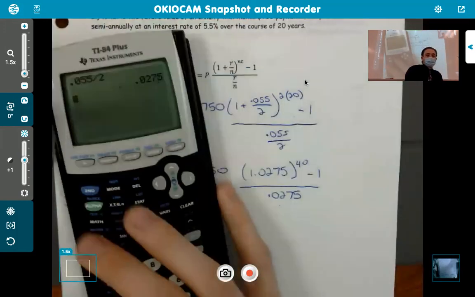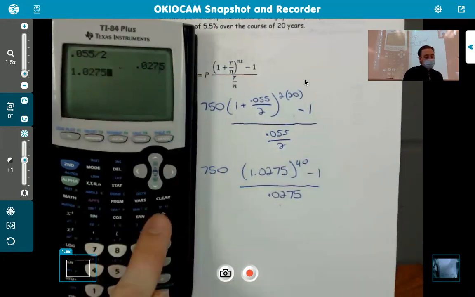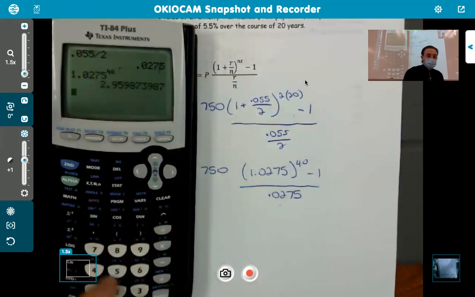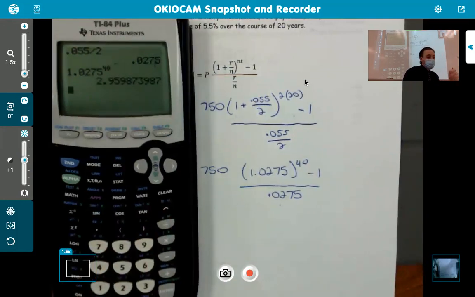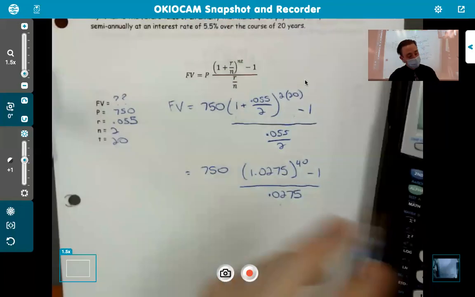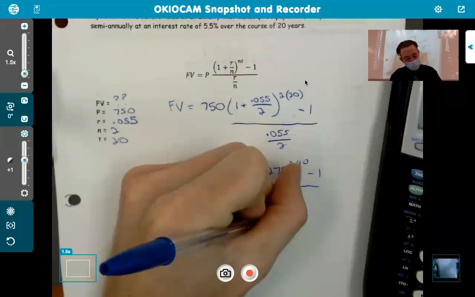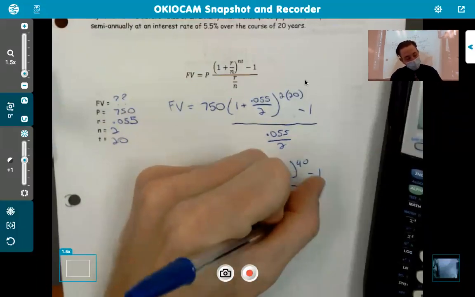And now what I'm going to do is simplify everything here. So I have 1.0275 to the 40th. Gives me 2.959873, and so on and so forth. Subtract 1 from that. 1.959873. Why don't we round this to the nearest thousandth? So it's going to be 1.960 in my numerator, divided by 0.0275.